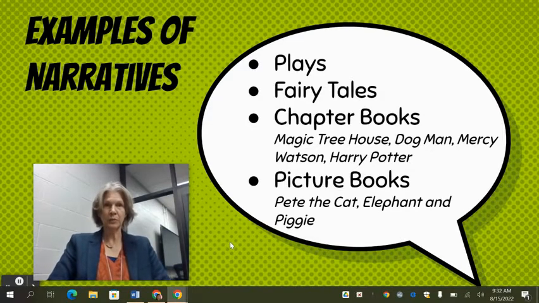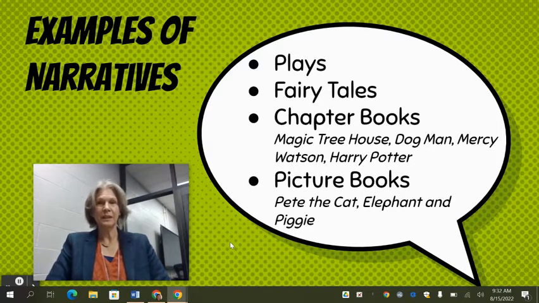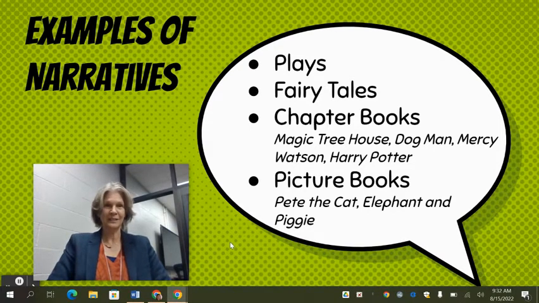Examples of narratives include plays, fairy tales, chapter books such as the Magic Treehouse books, Dogman, Mercy Watson, and even Harry Potter. Picture books are also examples of narratives. Picture books such as Pete the Cat and the Elephant and Piggy series.